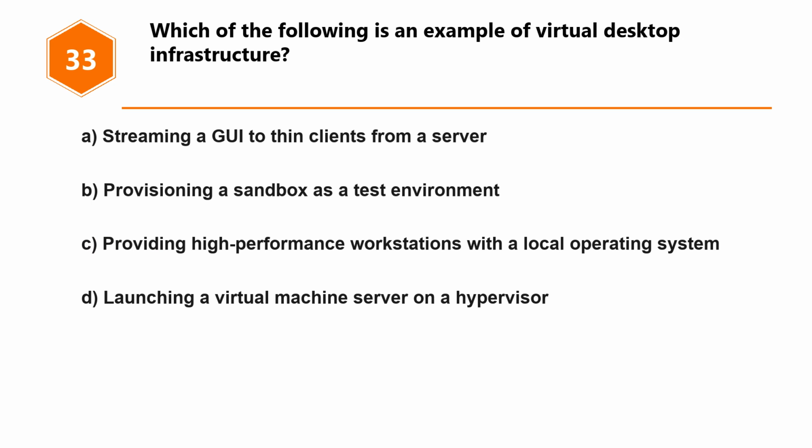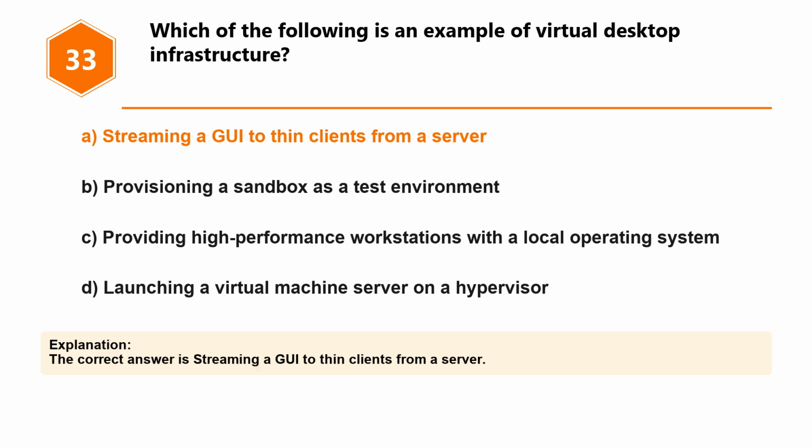Question 33. Which of the following is an example of virtual desktop infrastructure? Option A, streaming a GUI to thin clients from a server. Option B, provisioning a sandbox as a test environment. Option C, providing high-performance workstations with a local operating system. Option D, launching a virtual machine server on a hypervisor. The correct answer is option A, streaming a GUI to thin clients from a server.